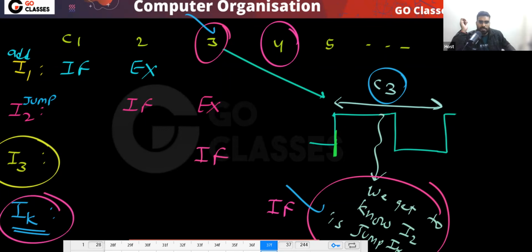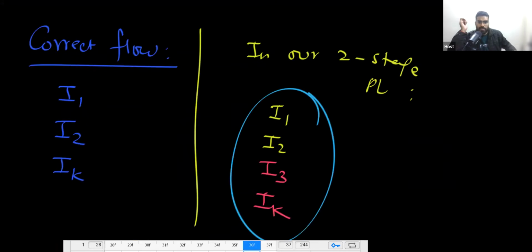Then, is this wrong execution or not? Tell me. This is wrong execution, right? So what should we do? Tell me. In our two-stage pipeline, this is what you are doing.